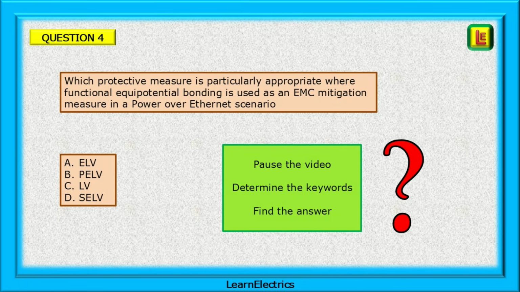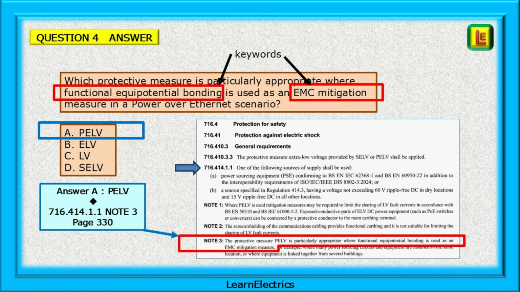Question 4 is about protective measures and asks, which protective measure is particularly suitable where functional equi-potential bonding is used as an EMC mitigation measure in a Power over Ethernet scenario? Again, 4 possible answers. Pause the video, determine the keywords, and find an answer. The answer is choice A, PELV, or protected extra low voltage.